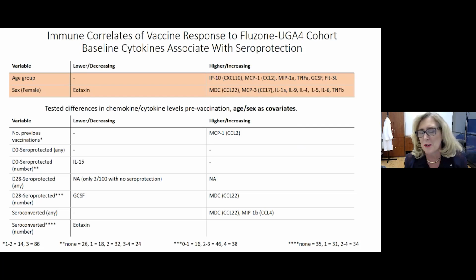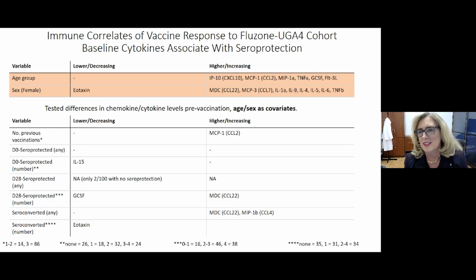So we used a 38-plex Luminex assay to quantitate circulating levels of cytokines and chemokines in the circulation of the vaccinated individuals. And again, this is a longitudinal study. And we're using as immune correlates of immune response seroprotection and seroconversion.